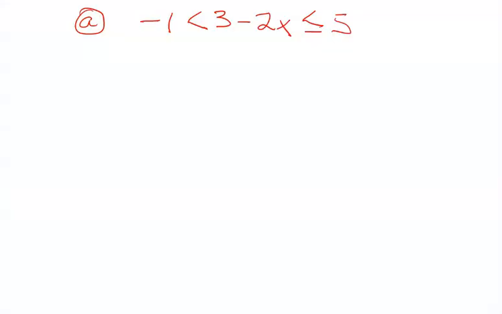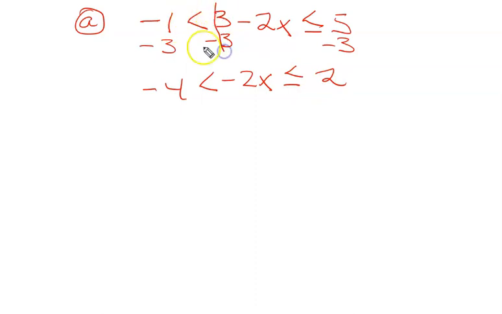Again, solving it is very much like an equation. I want to isolate the x term in the middle here. So I'm going to subtract 3 there, subtract 3 there, subtract 3 there. Then this becomes negative 4 is less than negative 2x is less than or equal to 2. So again, this just cancels out.